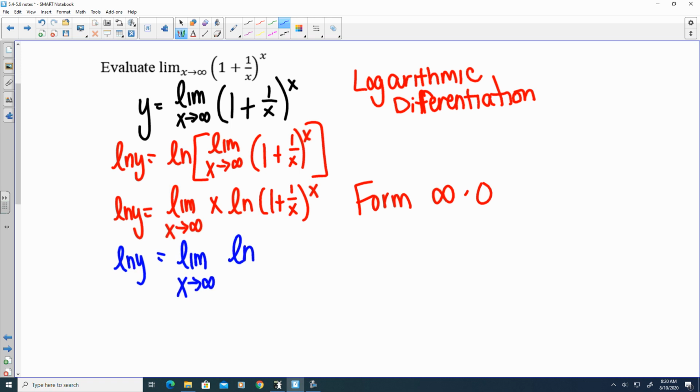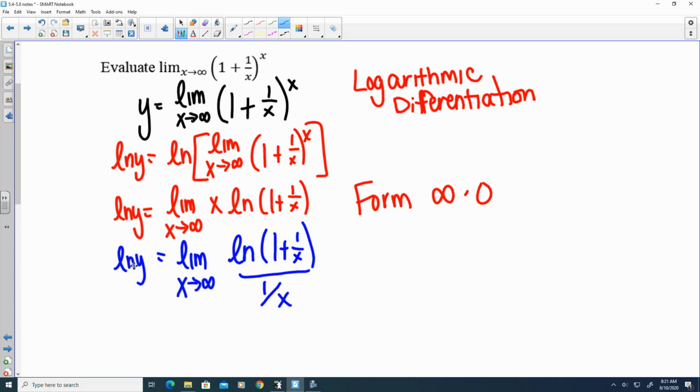So leave all the natural log stuff. Whoops, there we go. That x down to the front, there we go. So the natural log stuff stays on top. And on bottom, I'm going to bring down 1 over x.